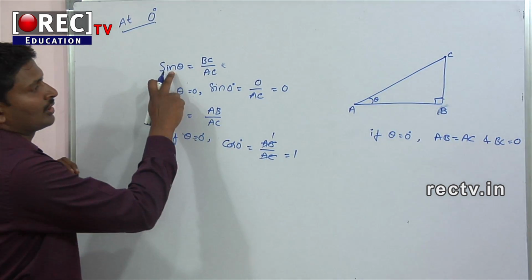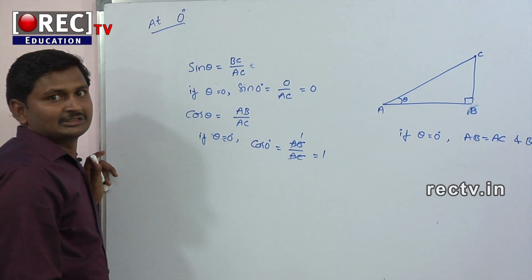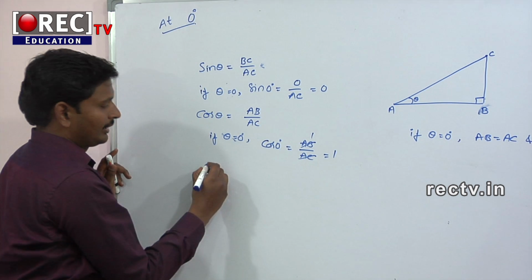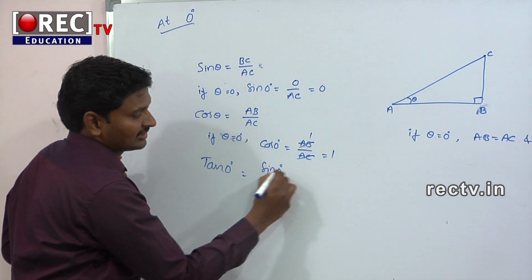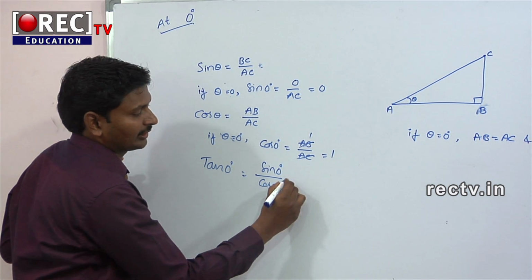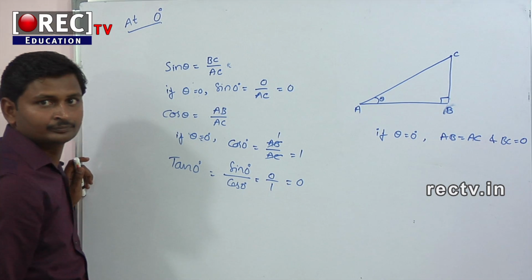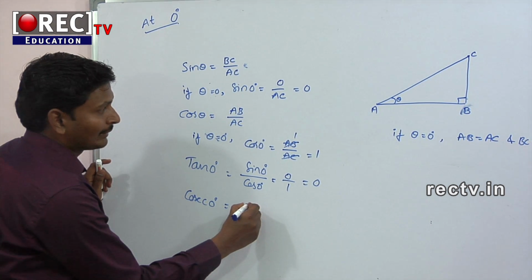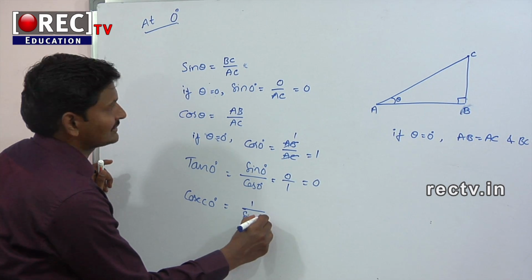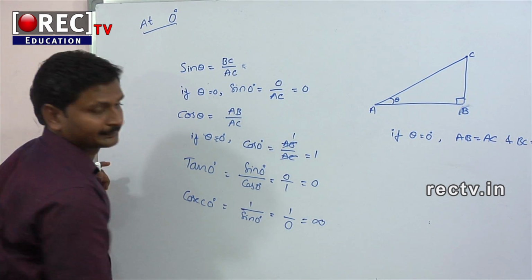Next one, if you know sin theta and cos theta, you can get all the other trigonometric ratios at 0 degrees. Now tan 0 degrees is equal to sin 0 degrees divided by cos 0 degrees. What is sin 0? 0 by 1, that is equal to 0. And next, cosecant 0 degrees is equal to 1 by sin 0 degrees. What is sin 0? 0. That is equal to 1 by 0, that is equal to infinity.